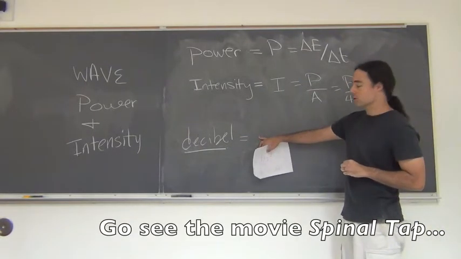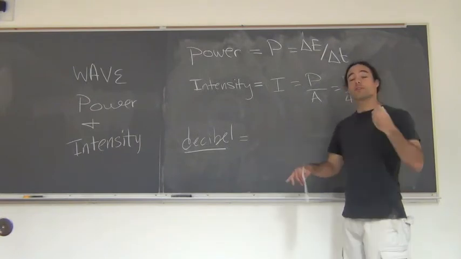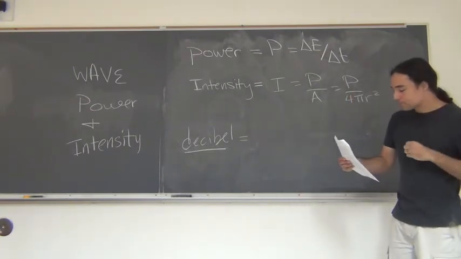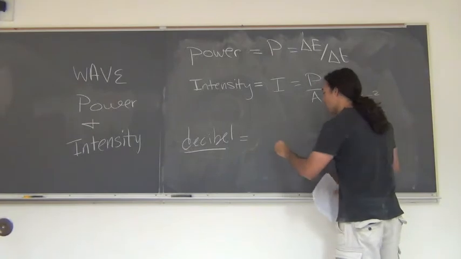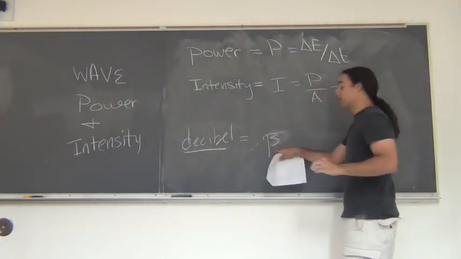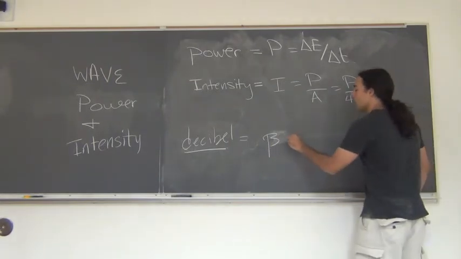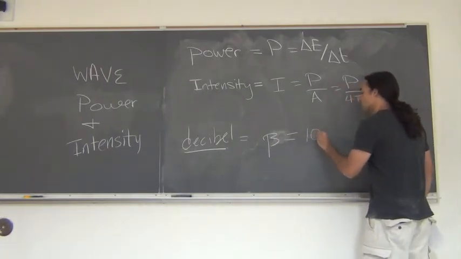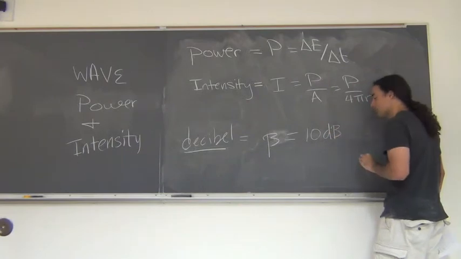Anyway, bad jokes. Decibels are defined this way. They're a little bit screwy. If I want to know the decibel level of the sound given by the Greek letter beta, we're going to define this to be, you'll get 10 decibels of sound.